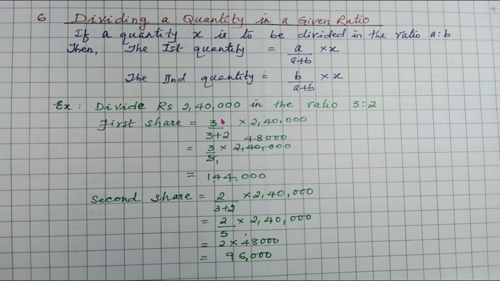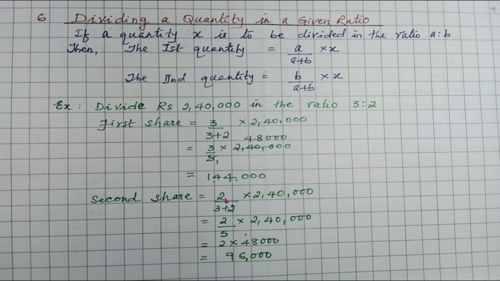If you take an example, let us say we have to divide 2,40,000 in the ratio 3 is to 2. So the first share will be 3 divided by 3 plus 2, that is 5. 3 divided by 5 into 2,40,000 becomes 48,000, and multiplying by 3 we get 1,44,000. So 1,44,000 is the first share.